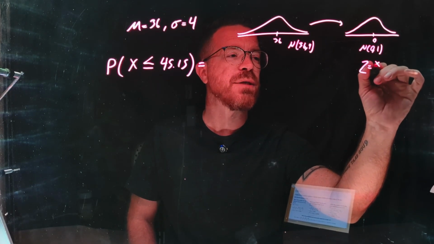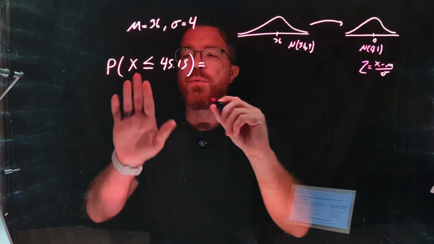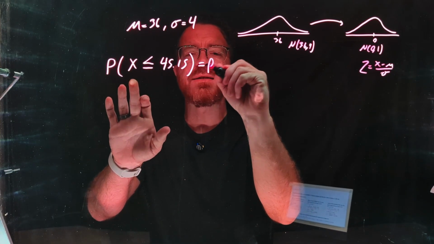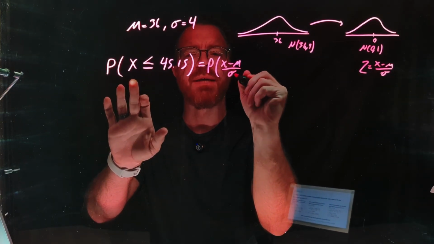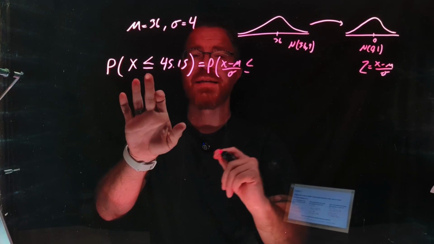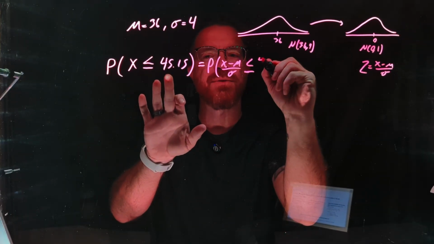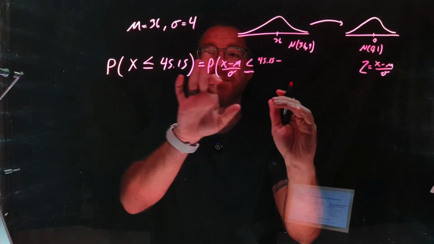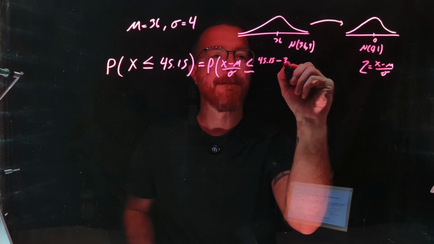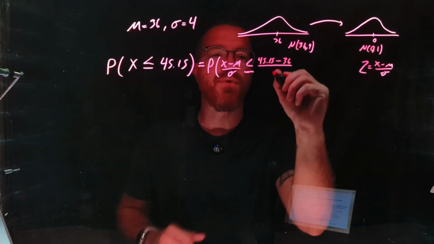So we're going to do this using our z transformation, which, if you remember, is just that z equals x minus mu over sigma. So we're going to do this transformation on our x. So we have the probability of x, and then we're going to subtract mu, divide by sigma. We're going to leave our sign the same. And then we're going to do the same thing to this value, which is our x value, 45.15, minus mu, which is 36, and then divide by sigma, which is 4.